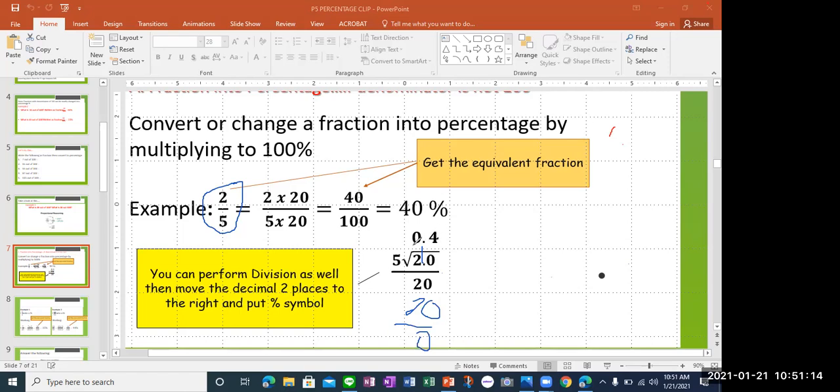Now again, because that's a decimal, you're going to move the decimal places 1 to the right, 2, and 3. So you write 0 there, and you write the percent symbol. Okay, you cross out the 0 and that is your answer.